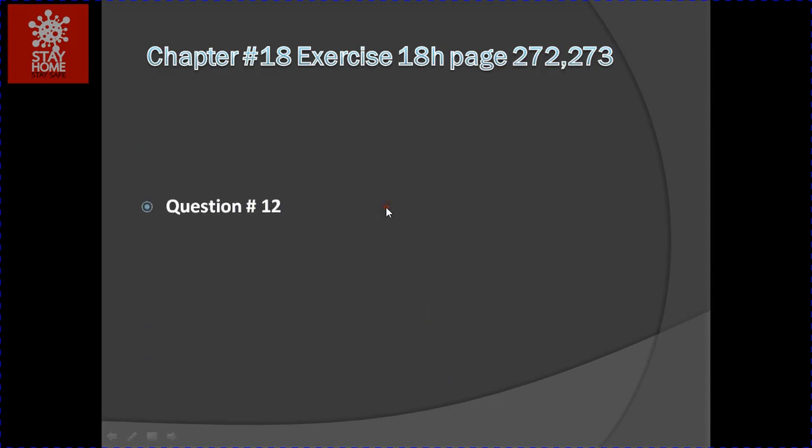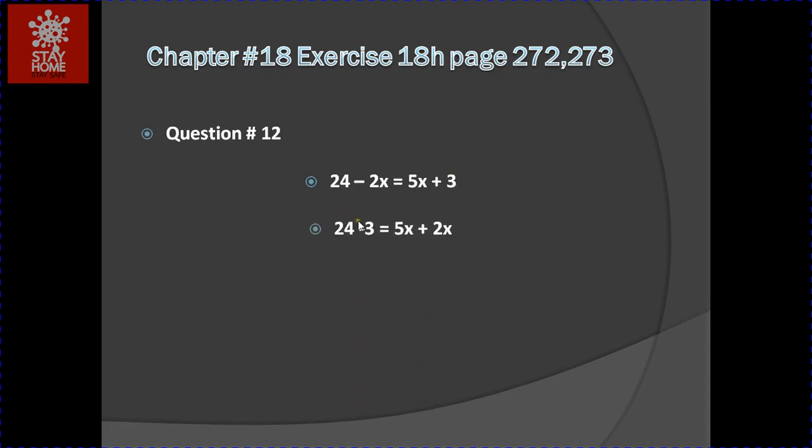So the next question, question number 12, the similar one. Now you can bring this 2x to the other side and 3 to the other side, because if you bring this minus 2x to the other side, it will be easy to solve. And 3 comes here. 24 minus 3 equal 5x plus 2x. 21 equal 7x. 21 divided by 7 equal 3.